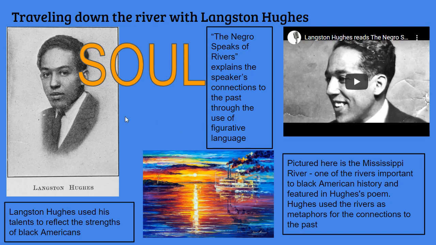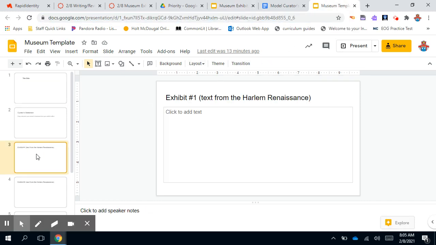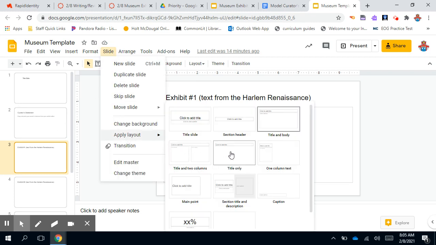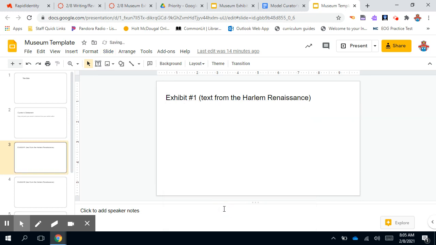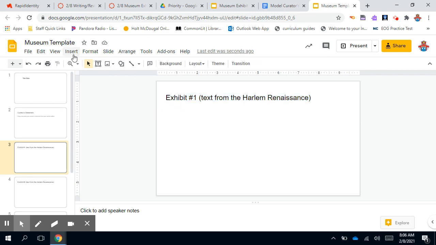Okay? So now let's get into how to use some of these tools. What I would suggest is on your museum exhibit slide, change the layout to blank because then you really do have a blank canvas. First, you want to take off what I put up here for you and replace that with whatever title you would like to have for the exhibit. Then you'll want to start putting in your items.